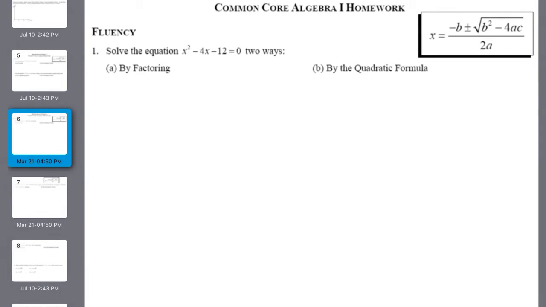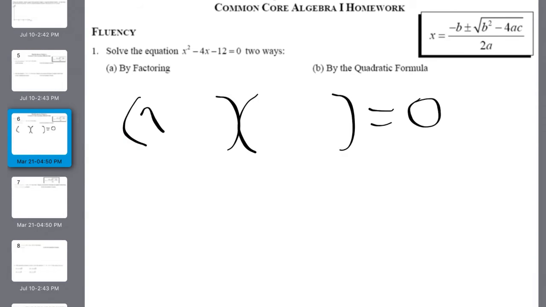Once it's equal to 0, which it already is, we're going to ask, is there a greatest common factor? No. Difference between two squares? No. Let's open up two parentheses. Set it equal to 0. And we're going to put our x and our x. Since the last sign is negative, we're going to have a positive and a negative.